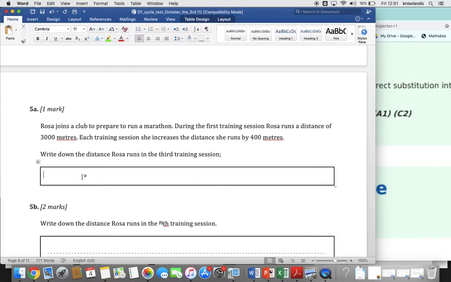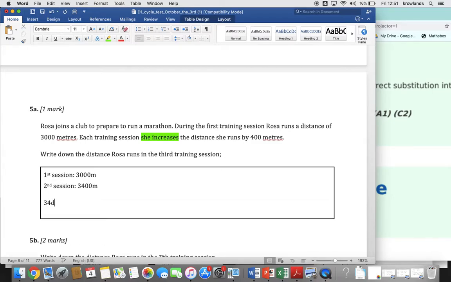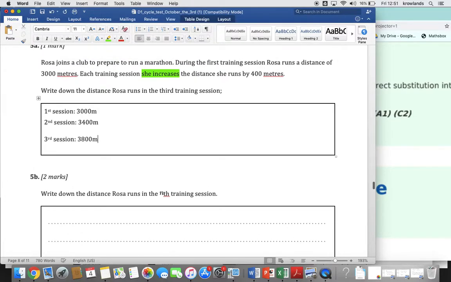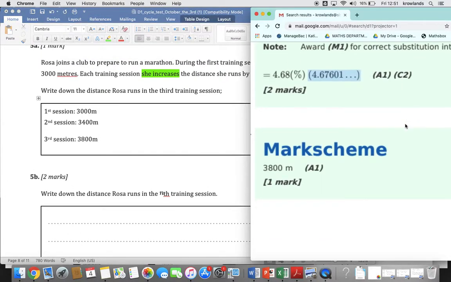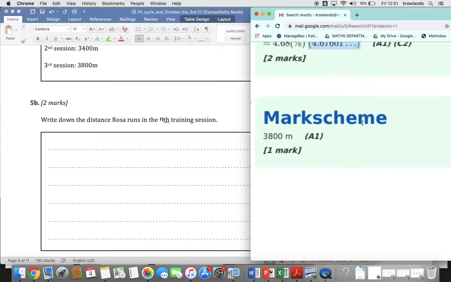So we're going to say that in her first session, she runs 3,000 metres. Each training session, she increases. So that means we add on each time an extra 400 metres. So all you need to do is add on 400 metres. So third session, without any equations, just basic maths, I've worked out that she runs 3,800 metres. And that's just a 1 marker. So you just get 1 mark for writing that down.